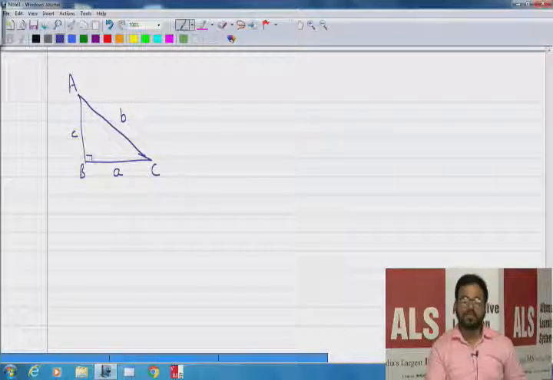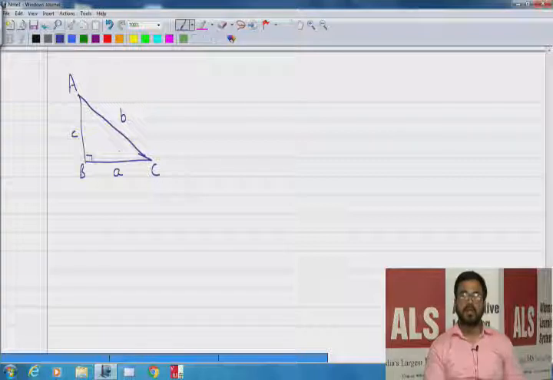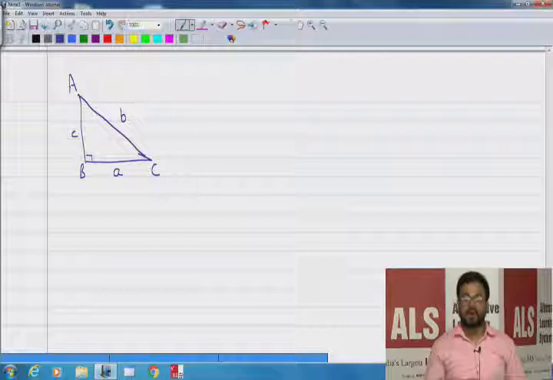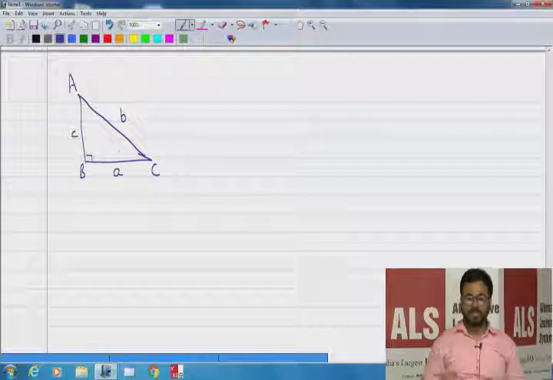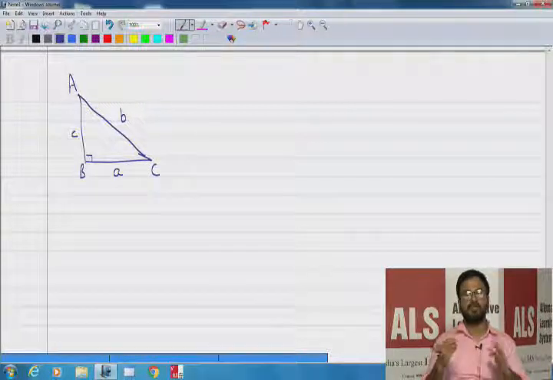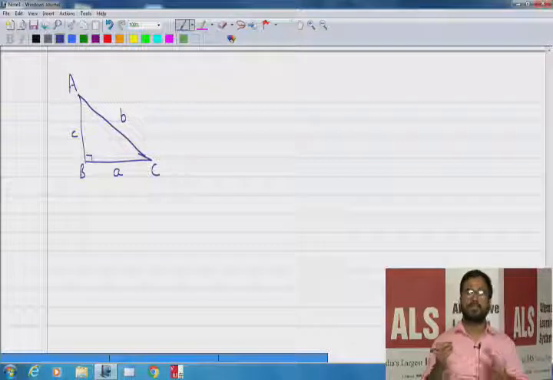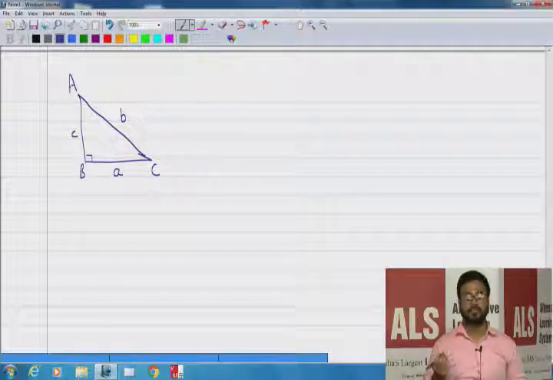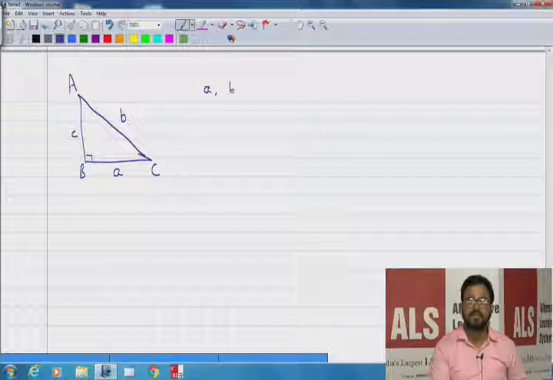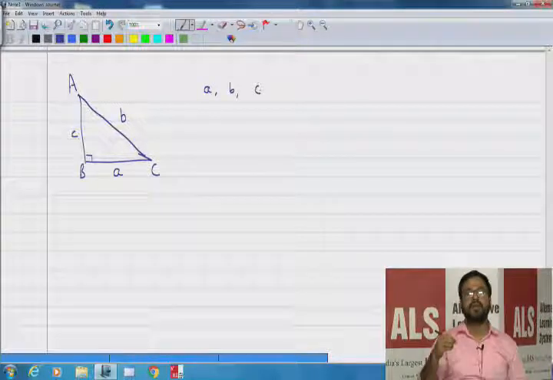Now we have three sides, small a, small b, and small c. In how many ways can we write the ratio of these sides? How many ratios are possible? Many of you might know that there are 6 trigonometric ratios. But why are there 6 trigonometric ratios, not 7 nor 5? Since we have only 3 sides, how many different ratios can we write using the help of these 3?